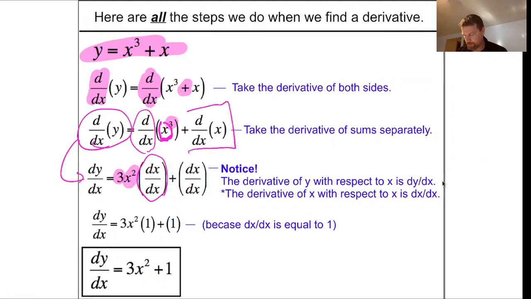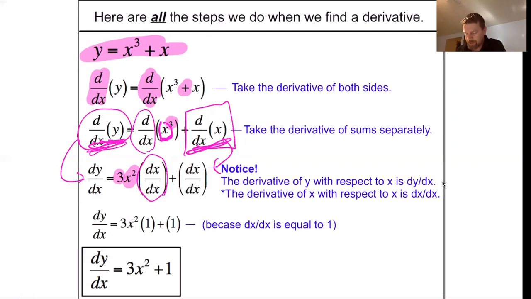Just like here, right? The only difference between this one here and this one there is this one has a y and this one has an x. When it has a y, you have dy dx. When you have an x, you have dx dx. The reason we never write that down is dx dx is just going to pretty obviously be 1, right?